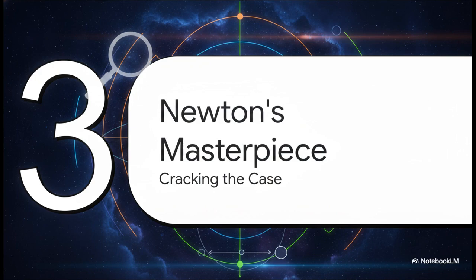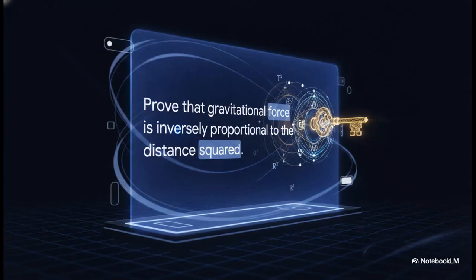Section 3. Newton's mathematical masterpiece. Cracking the case. All right, now we're ready to step into the shoes of the ultimate cosmic detective, Isaac Newton. He took these foundational rules of circular motion and mass that we just talked about, and he used them to connect orbits directly to gravity.